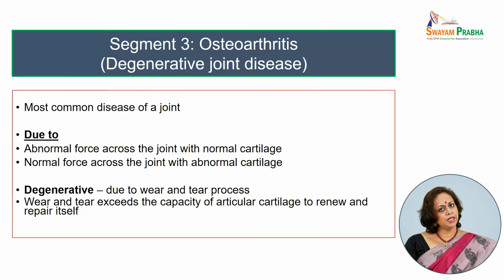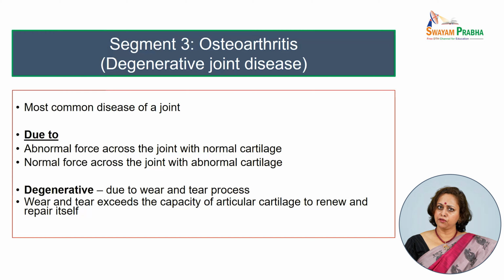Now that we have completed a brief anatomical description, let's move on to the important part. Osteoarthritis of the knee joint. So this is segment 3. It's the most common disease of a joint and it's a degenerative type of disease. It is due to abnormal forces across the joint with normal cartilage, or it could be due to normal forces across the joint when there is abnormal cartilage.